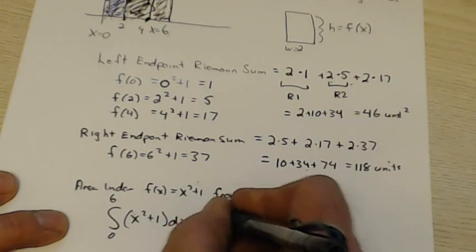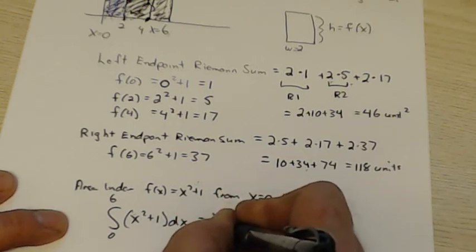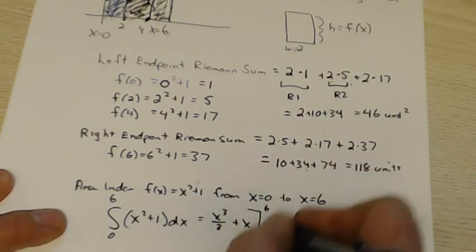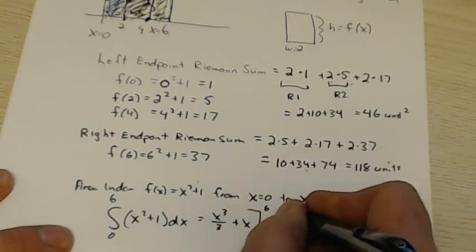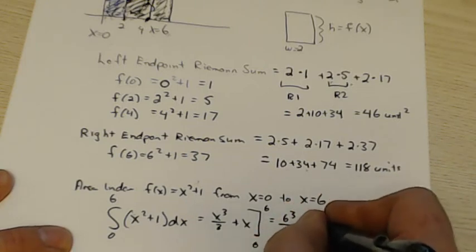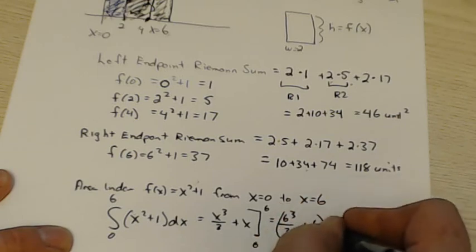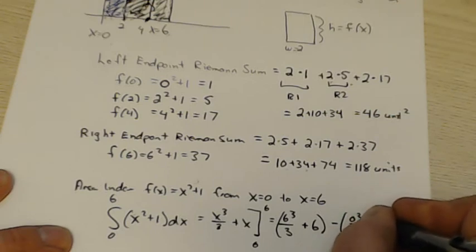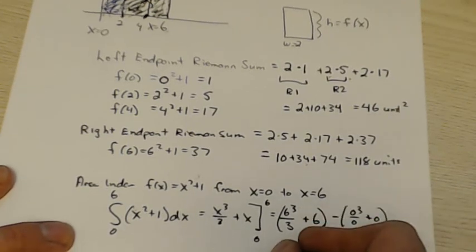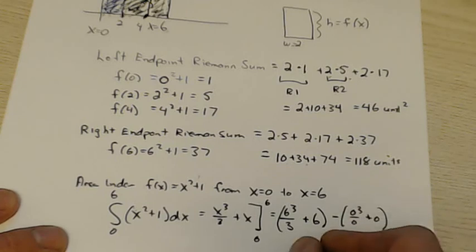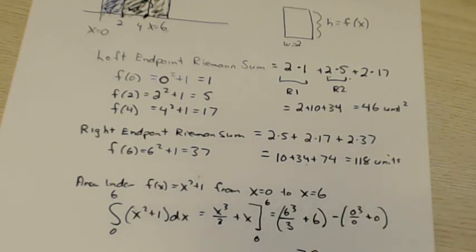And you know now that this is x cubed over 3 plus x evaluated at 6 and at 0, which is 6 cubed over 3 plus 6 minus 0 cubed over 3 plus 0. And this number works out to be 216 over 3 is 72 plus 6 is 78 minus 0 is 78.